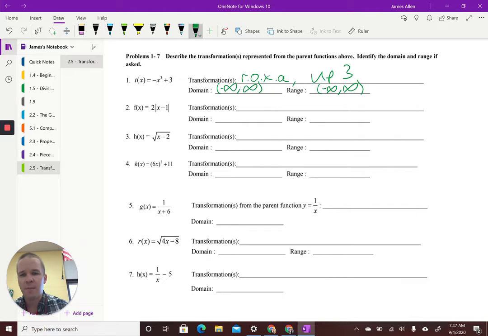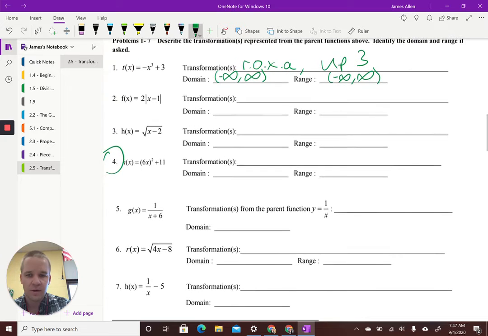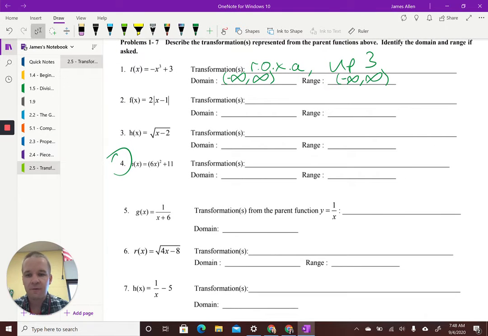Let's see, what else do we want to do? How about number 4 over here? And I'm going to zoom in just a little bit if I can. Cool. All righty. For this one, I have a 6 inside of the square function, which means that this is going to be a horizontal compression by a factor of 1/6, right? I've got to think reciprocal in this.